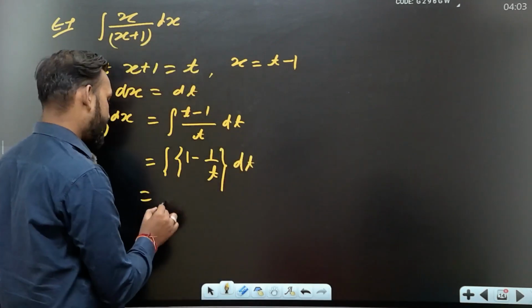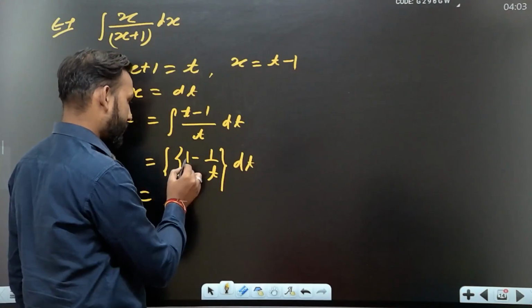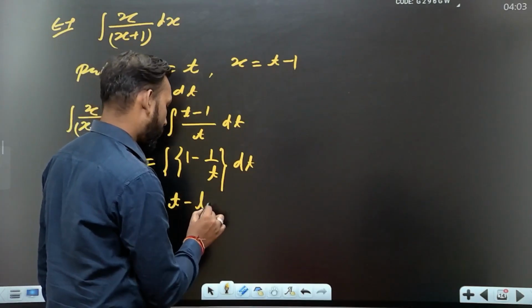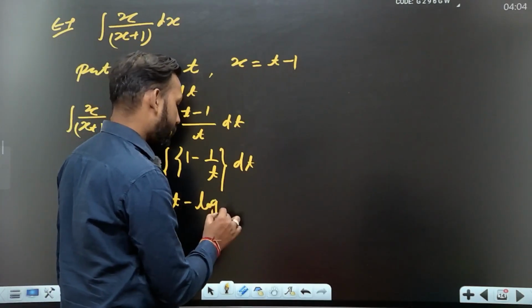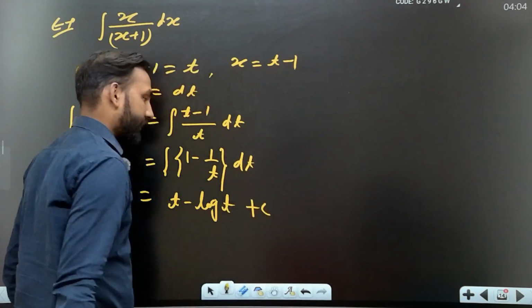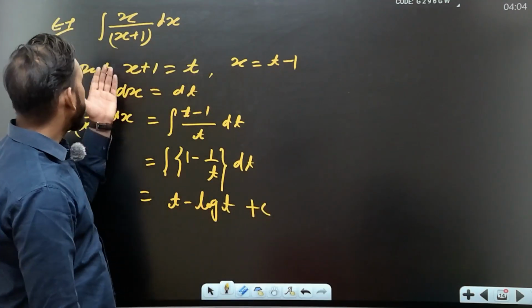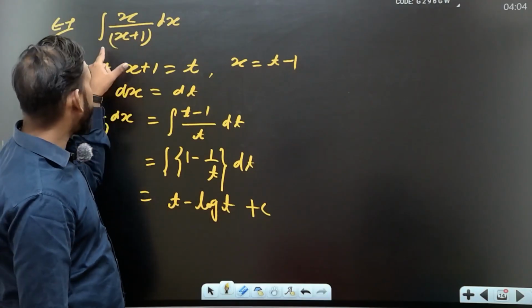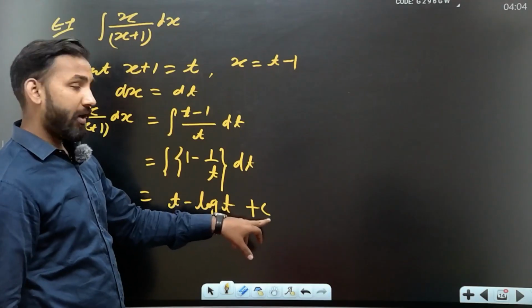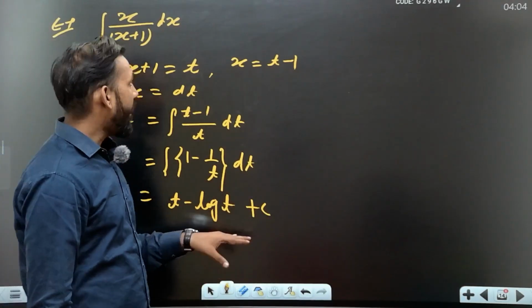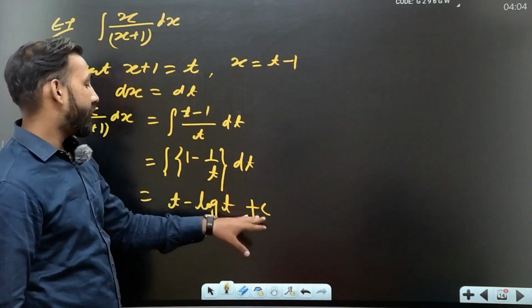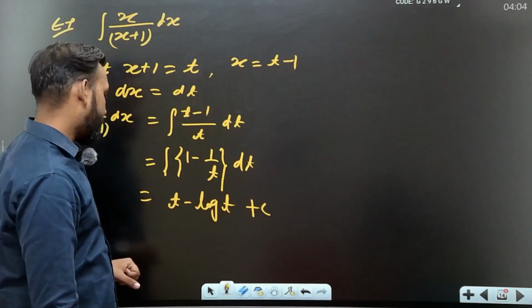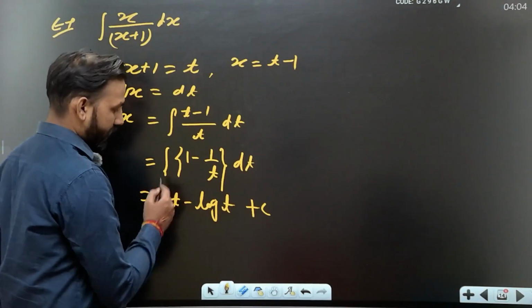And we easily calculate this particular thing: the integral of 1 is t, and the integral of 1 over t is log or ln of t. Because this integral is indefinite and has no limit, we add an arbitrary constant, and if a limit is there, then we don't need to add this particular constant. Therefore, we get this result.